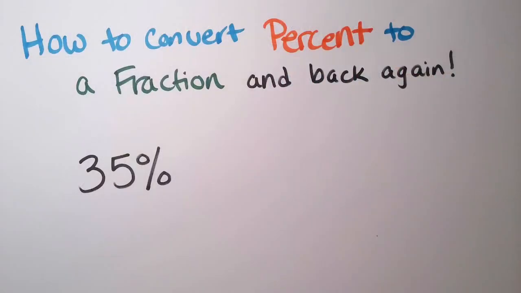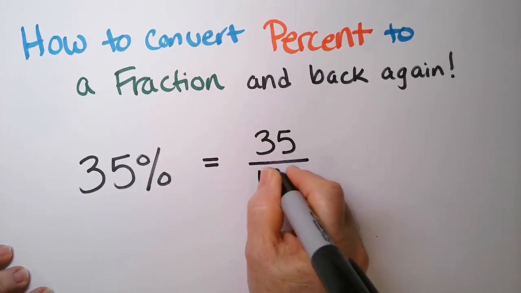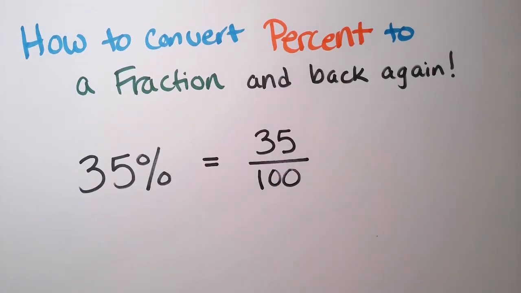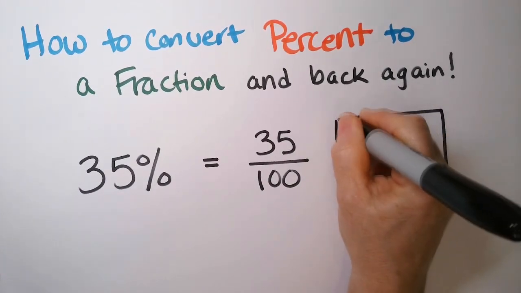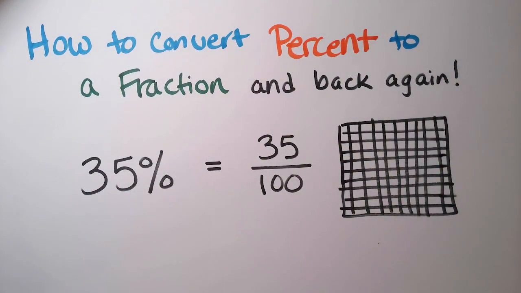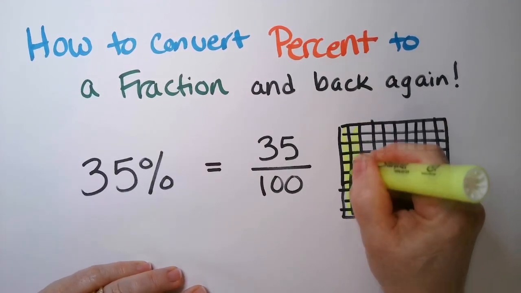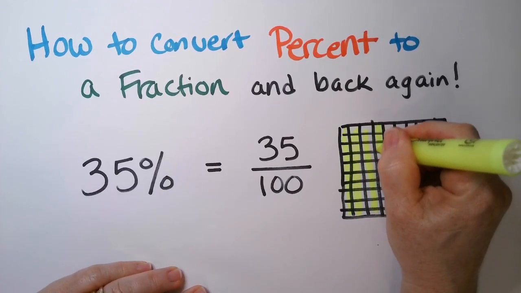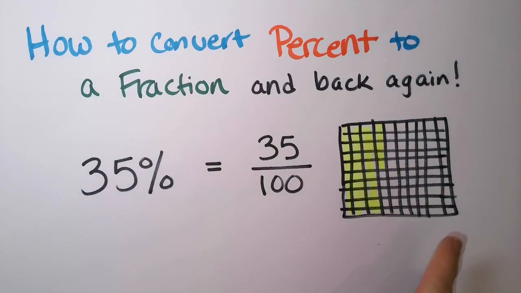Okay, so here we go. The first one I have is a 35%. So percent simply means it is out of 100. So 35 out of 100 is what we're talking about. And that's really it. So if I have a grid and I have 100 squares, okay, so I am talking about 35 out of 100, which is going to be 1, 2, 3, and then 1, 2, 3, 4, 5. Okay. So out of every 100, we're indicating 35.